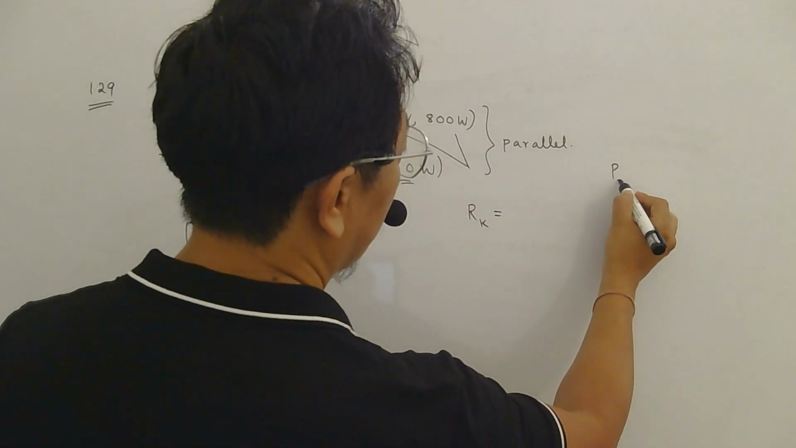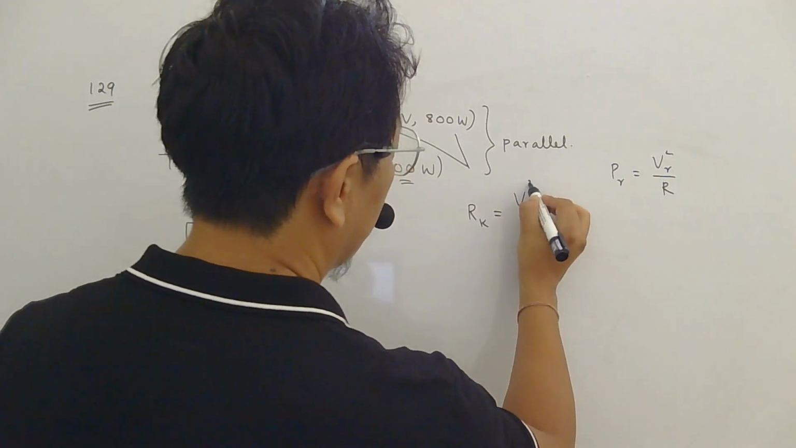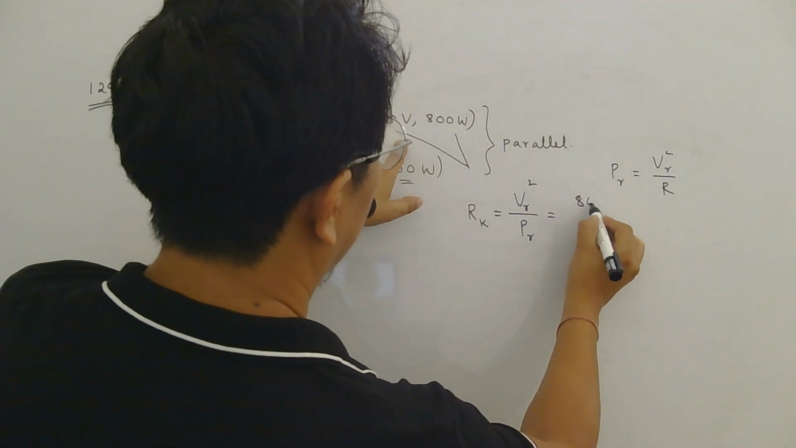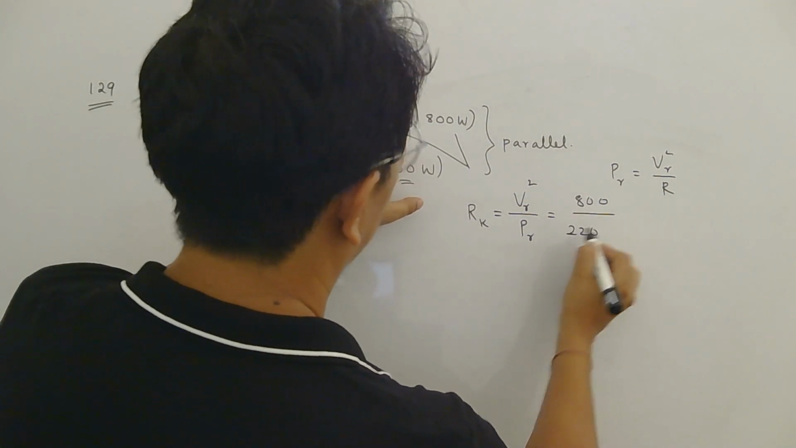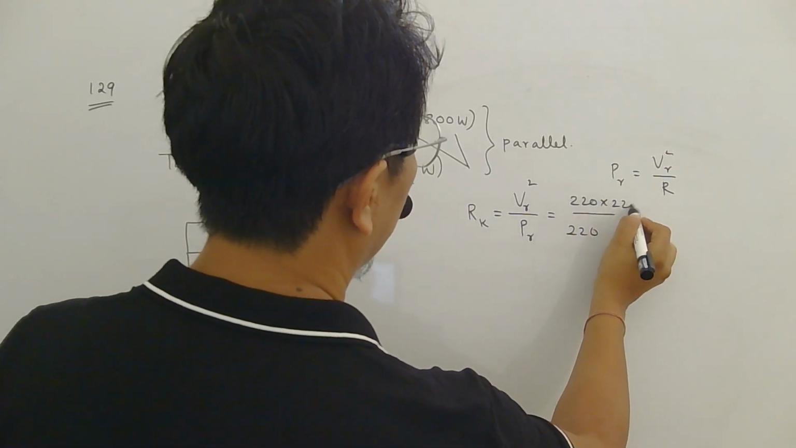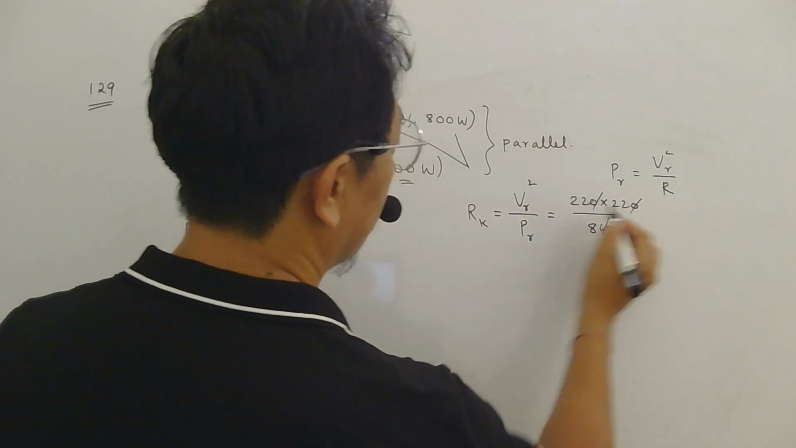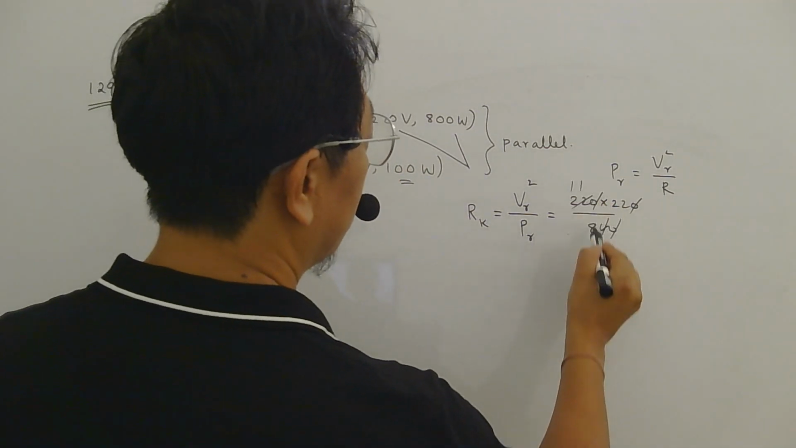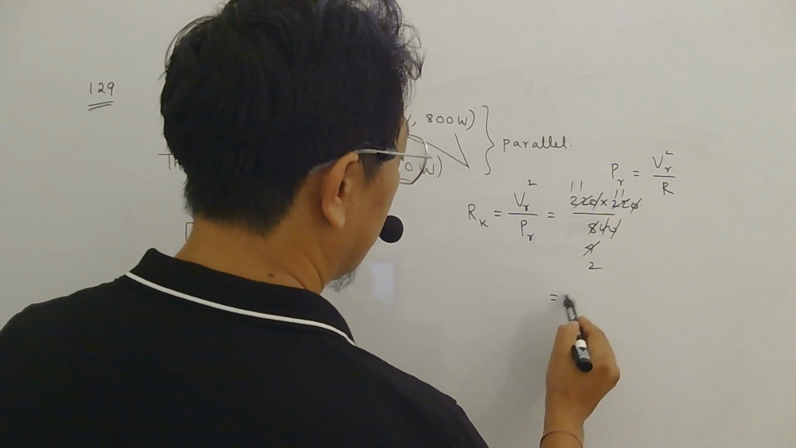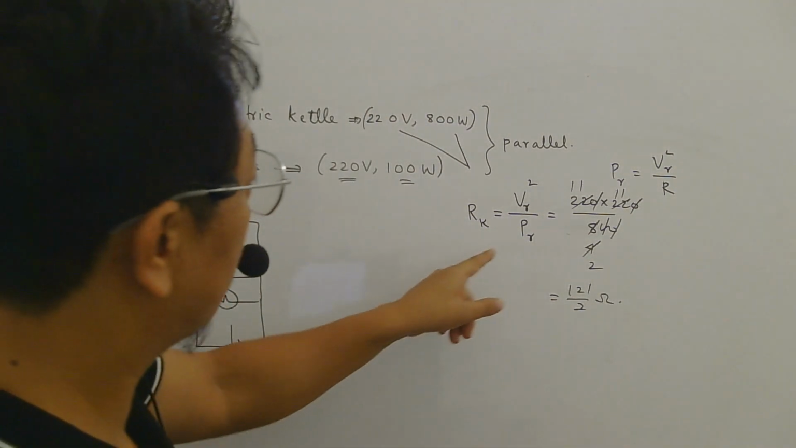Well, you know power rated is equal to V square rated by R. So R will be voltage rating square by power rating. Voltage rating is 220, so 220 square divided by 800. You can cancel the zeros. 2 1s are 2, 2 4s are 8, 2 2s are 4. So 121 by 2 ohm. That is the resistance of the kettle.